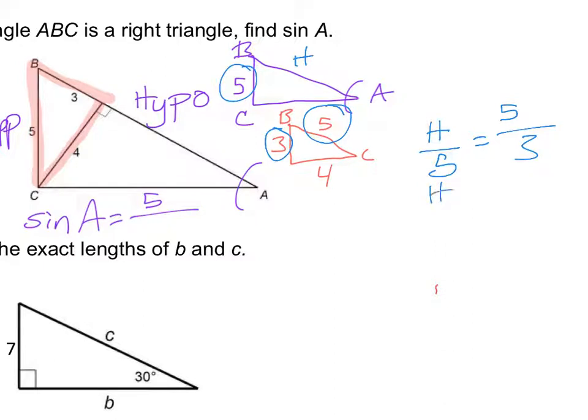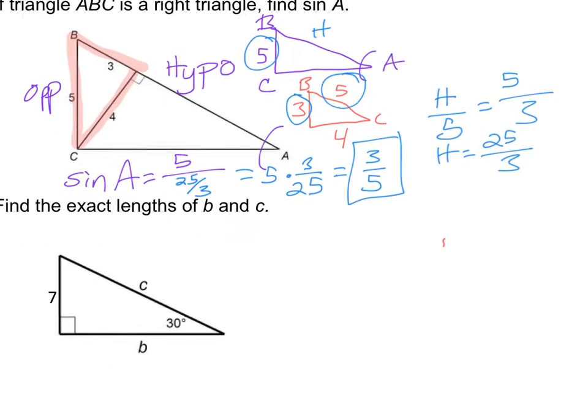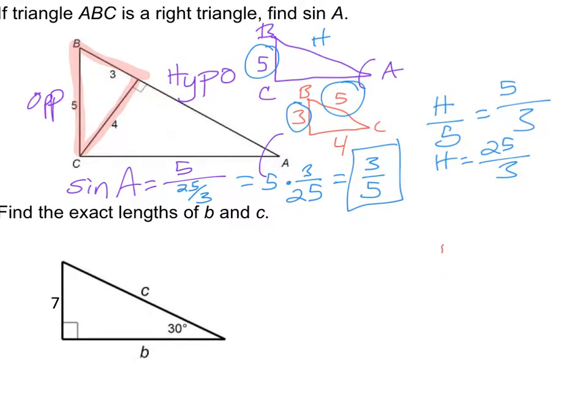Alright, so this means that H is 25, 5 times 5 over 3. Well, that's what I'm putting down here, 25 over 3. But to solve this, I flip and multiply. So I end up with 5 times 3 over 25, which has 2 5's in it. I cross them out. I end up with 3 over 5. You've got to be able to do those fractions. Alright, so that is the sine of A, 3 over 5.